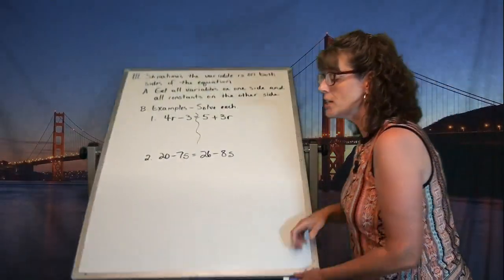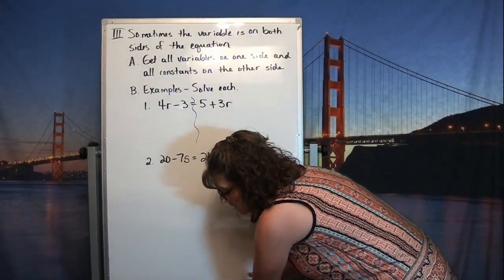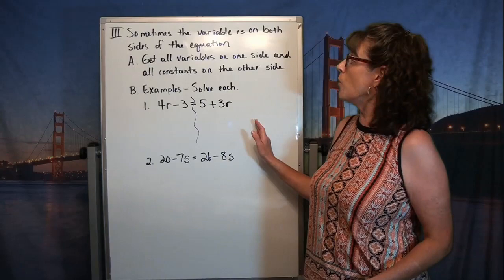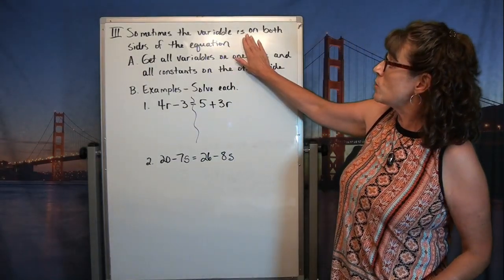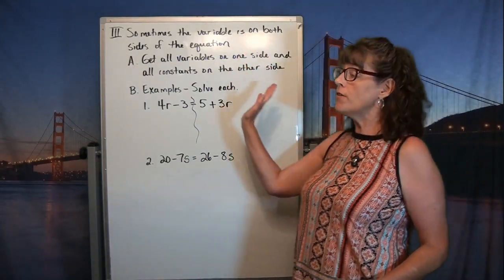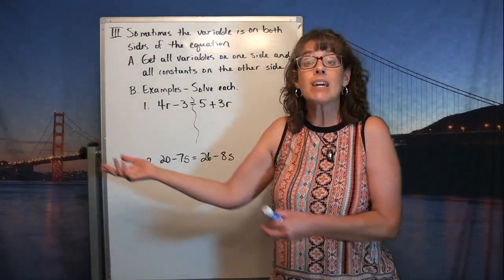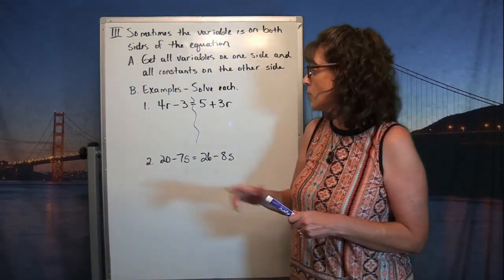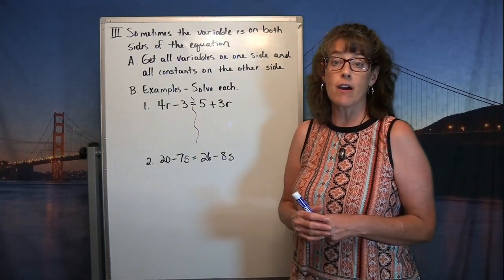So I want to ensure that that variable is only on one side of that equal sign instead of being spread across that wall. So when that variable is on both sides of the equation, I want to get all the variables on one side, and I want to get all the constants on the other side. Those constants are the numbers that don't have variables with them, like that minus 3 and that 5.